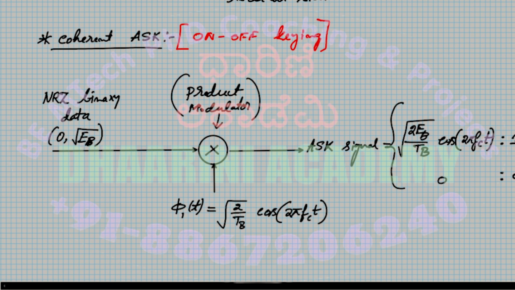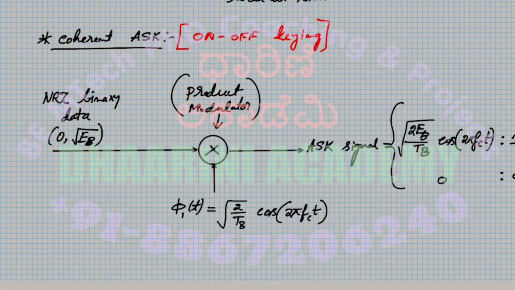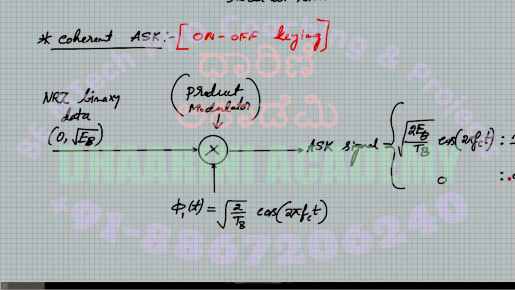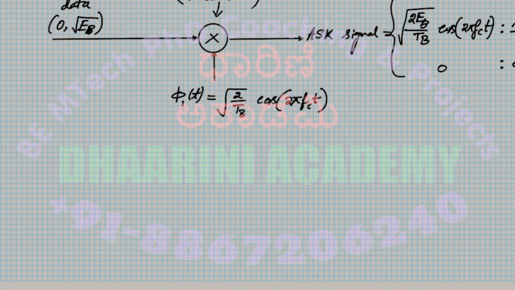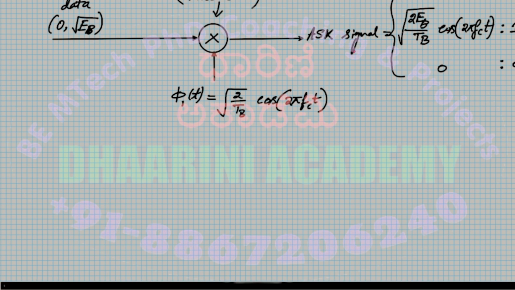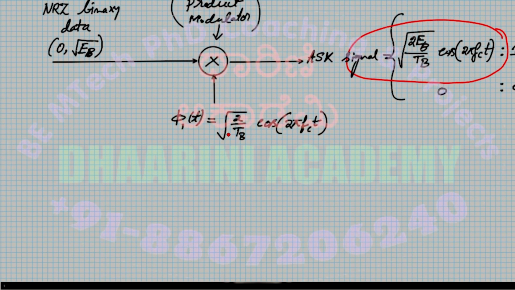ASK is also called by this other name. Now, in a digital modulation technique, we have a new concept called the basis function. In order to generate your final modulated waveform, you use a specific type of carrier. Normally, the carrier you use itself will be called the basis function.